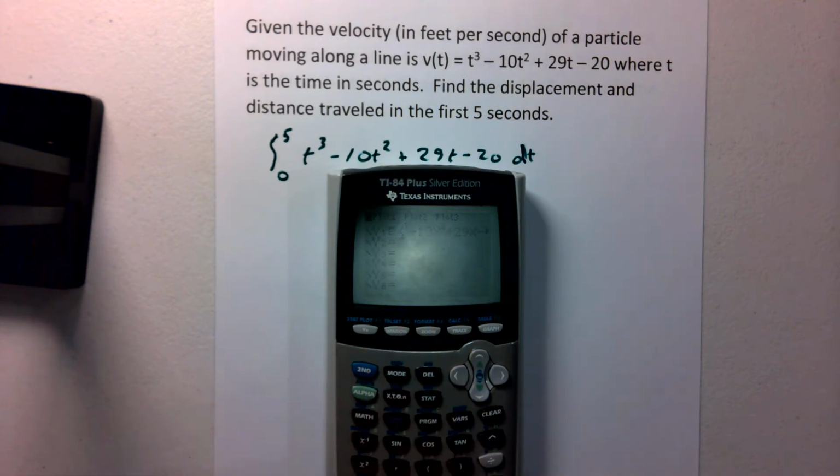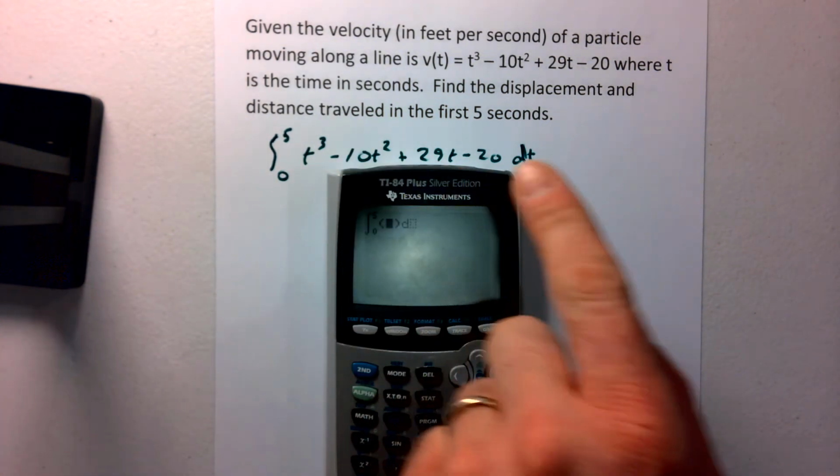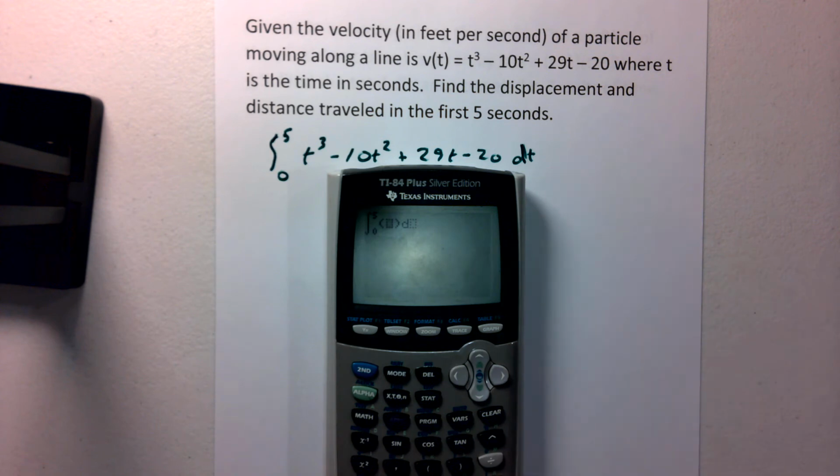Well, if I go ahead and quit out of this and get to my main screen, if I go to math and I can go to my finite integration, so math 9, I can integrate from 0 to 5, just like we would before. I could type this function in, my t to the third minus whatever we've got.